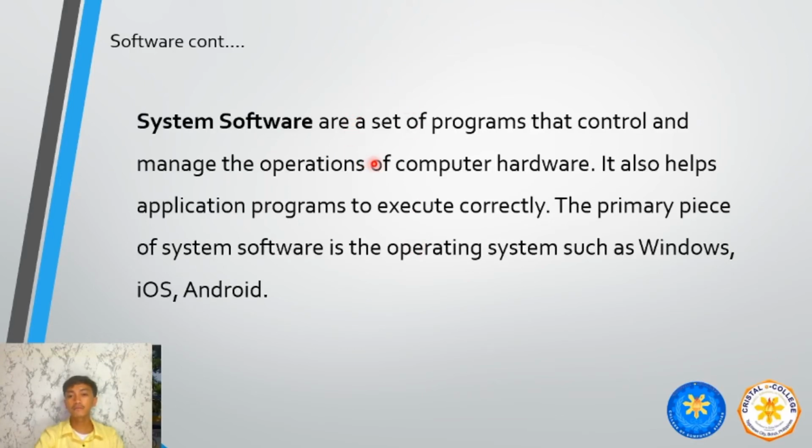System software is a set of programs that control and manage the operation of computer hardware. It also helps application programs to execute correctly. The primary piece of system software is the operating system, such as Windows, iOS, Android, Mac OS X, Linux, and others, which are the types of operating system.